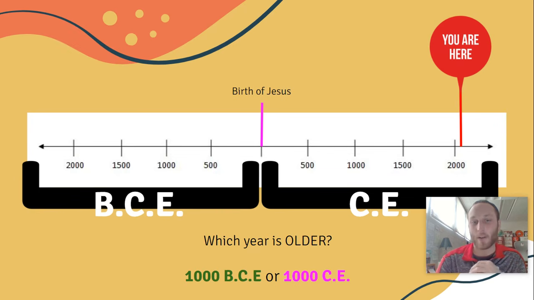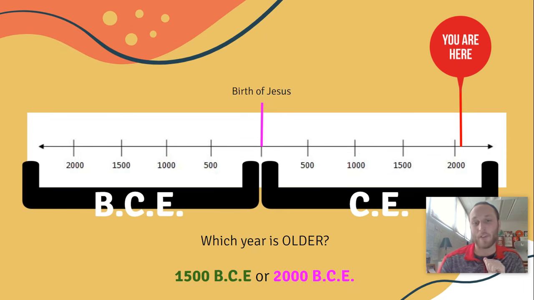Which year is older, 1000 BCE or 1000 CE? Well, 1000 BCE is on the left side of the timeline, 1000 CE is on the right side of the timeline. So we know that pink arrow is closer to where that balloon is that we are at today. Okay. So we see that 1000 BCE is an older year than 1000 CE.